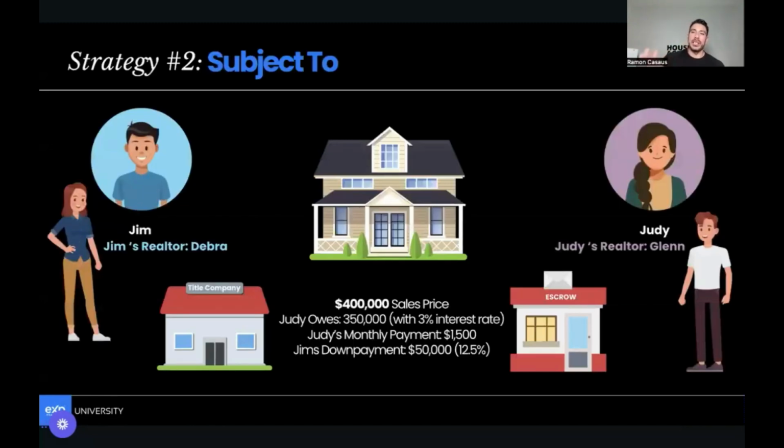All right, let's jump into a scenario again. This is our same characters here. We have Jim's realtor, Deborah, and Judy with her realtor, Glenn. Same property, same sales price, just a different type of sale. Judy now owes money on this property; in the first scenario, she owned it free and clear. Now Judy has a mortgage of $350,000 with a 3% interest rate. Judy's monthly payment is $1,500 per month. Her home is listed on the market and she is asking $400,000 for the property.